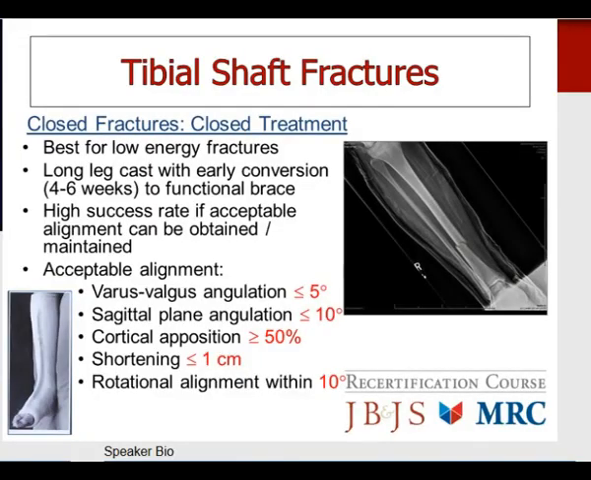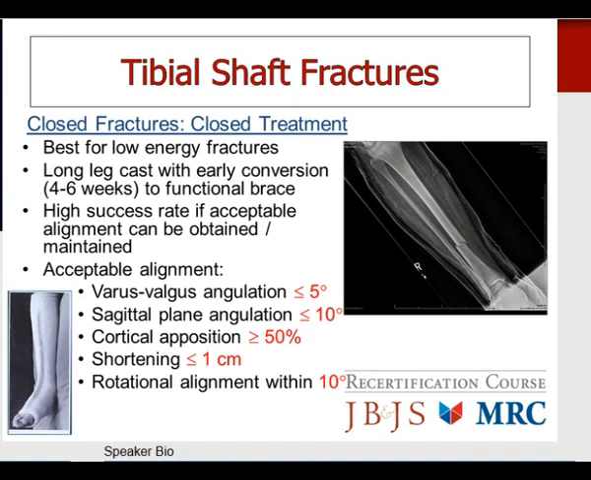Now, moving on further down the limb to talk about tibial shaft fractures. Closed treatment is appropriate for low energy tibial shaft fractures. The technique is to use a long leg cast with early conversion, typically within 4 to 6 weeks, to a functional brace. If you have an acceptable alignment and can maintain that alignment, then this technique has a very high success rate. Acceptable alignment for closed treatment includes coronal plane angulation less than 5 degrees, sagittal plane angulation less than 10 degrees.